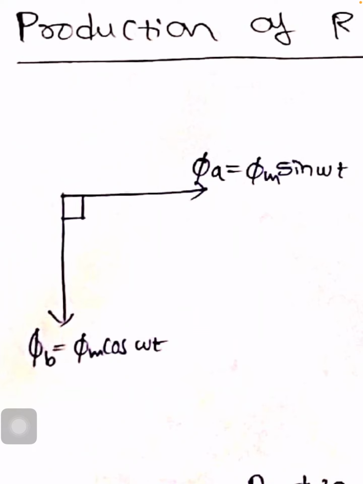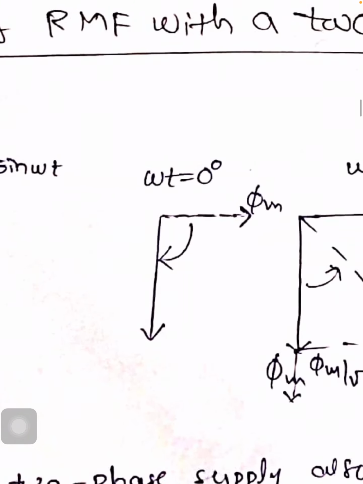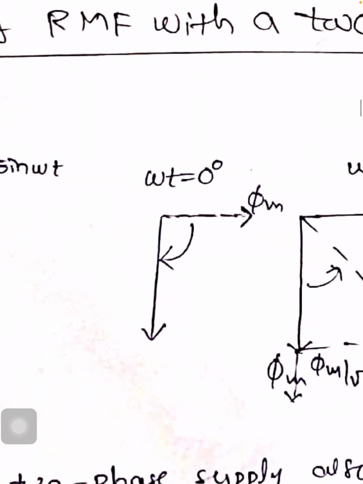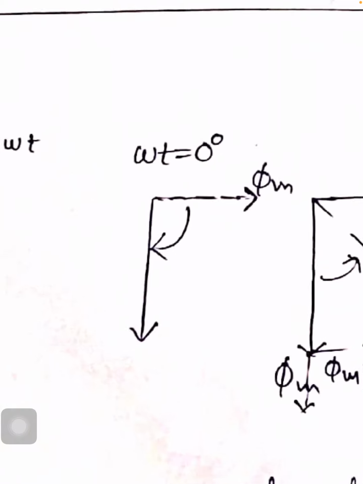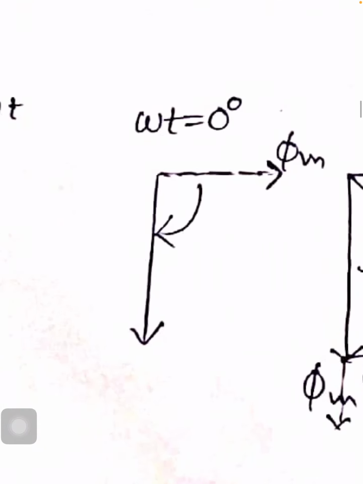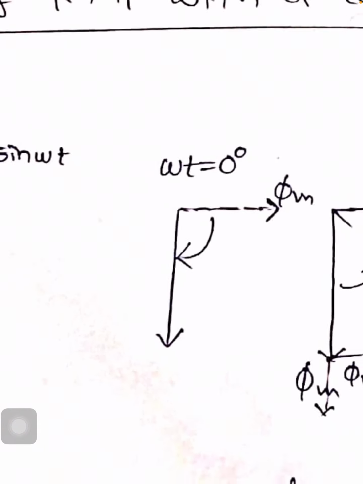And here is φB. Coming to φB, φm cos 0 gives 1, so 1 times φm gives φm. So only one magnetic flux is there, which is φB, at the instant ωt equal to 0 degrees. So the position of the flux is exactly like this.